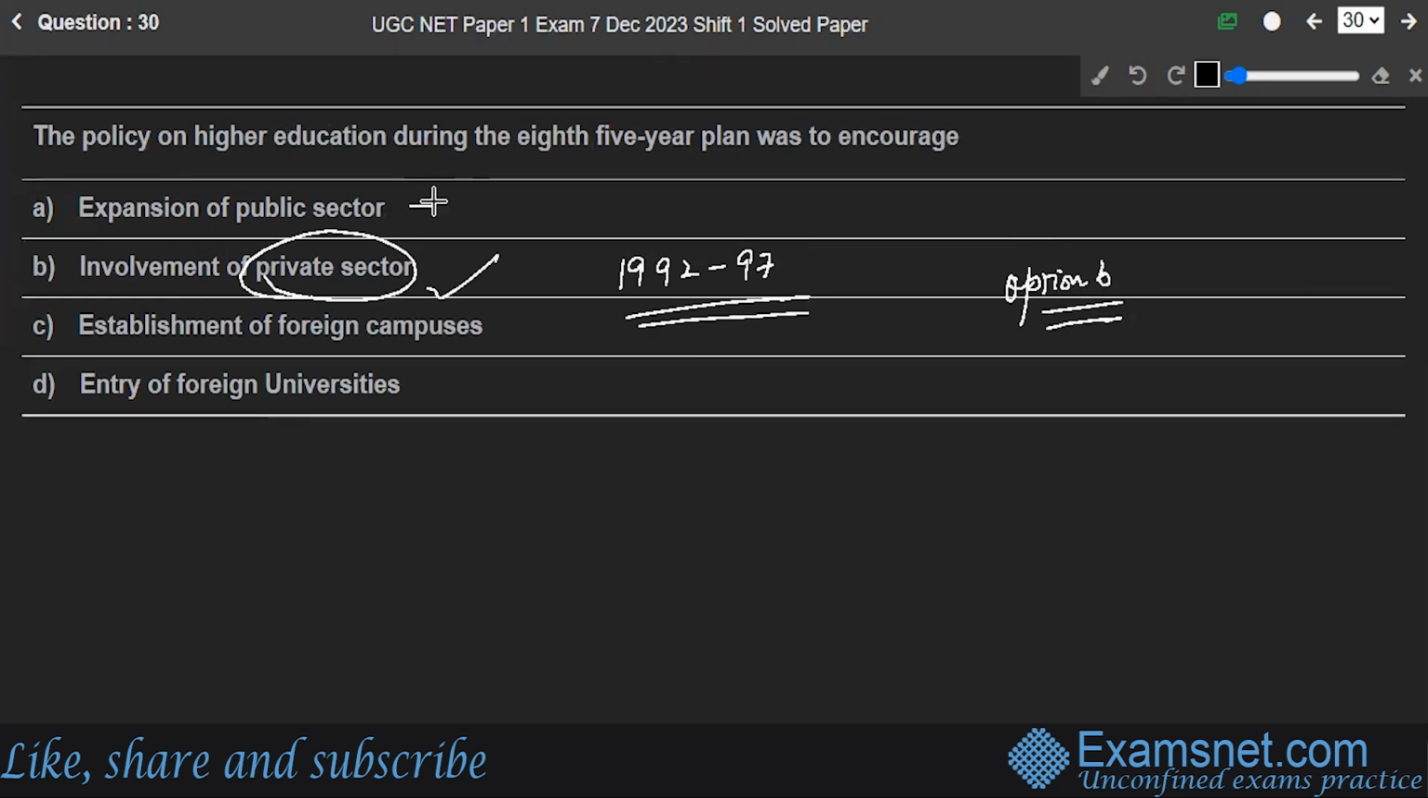If I talk about the expansion of the public sector, the 8th five-year plan did not focus on the expansion of the public sector in higher education, establishment of foreign campuses. It also didn't mention the establishment of foreign campuses in India. Entry of the foreign universities, this plan again didn't mention any of these.